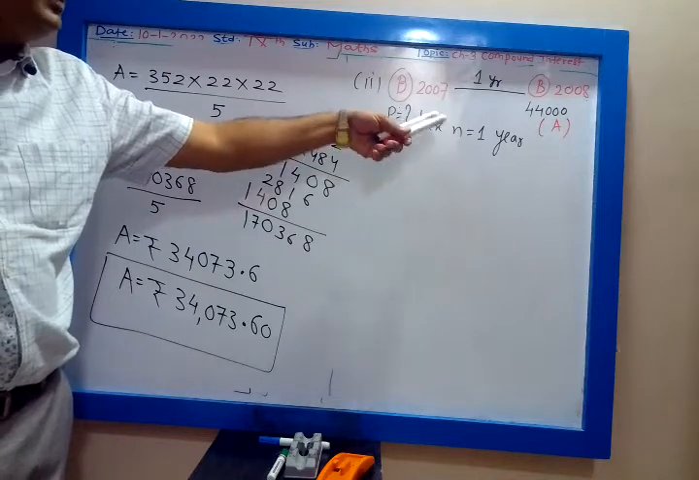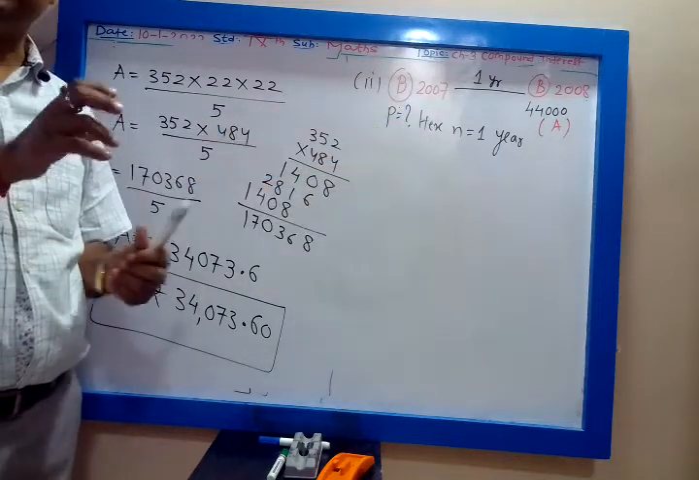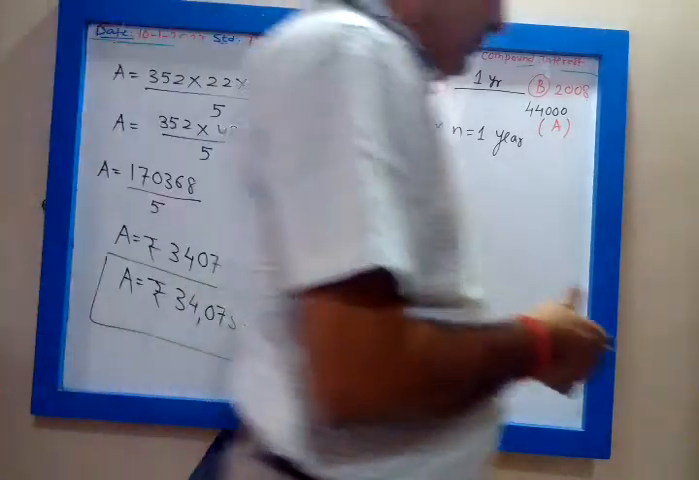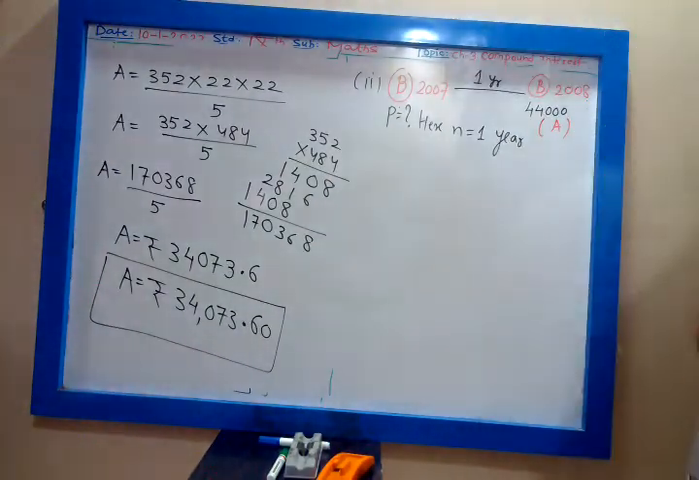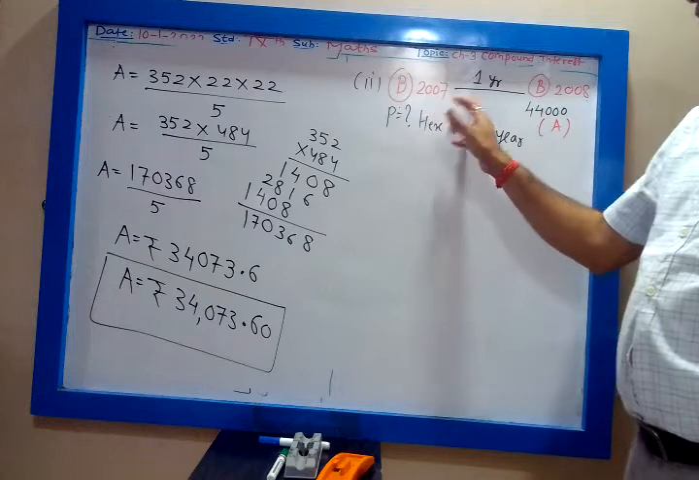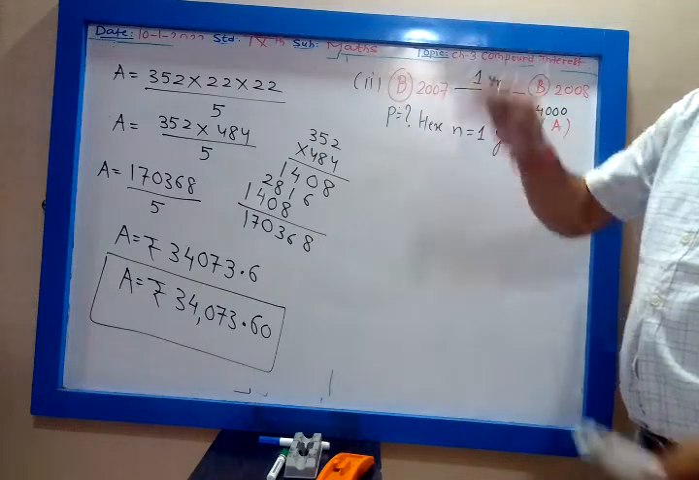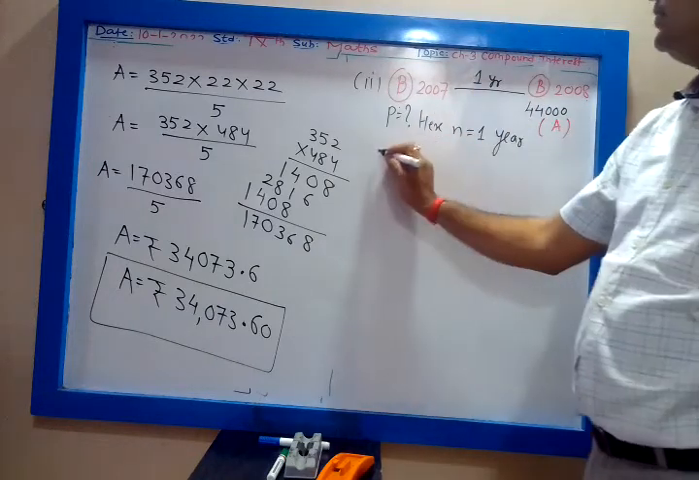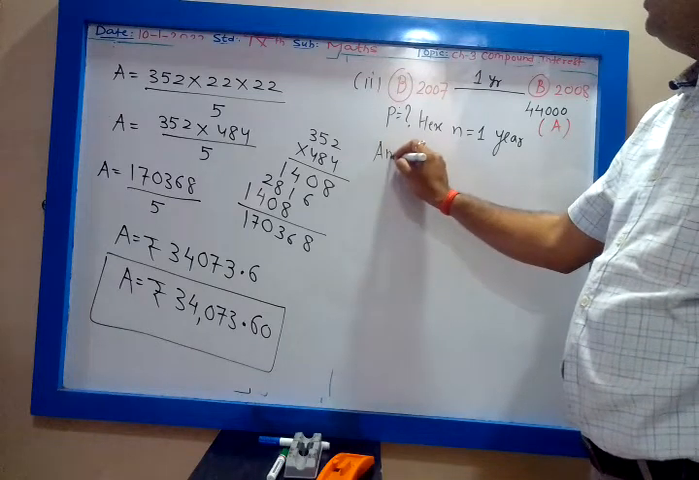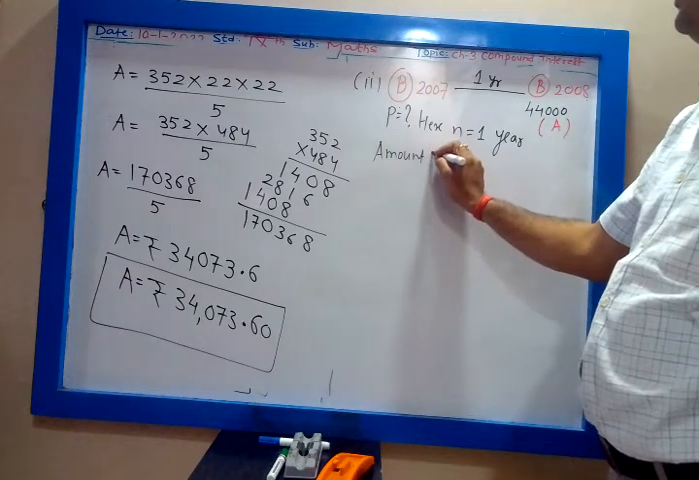This you write. This is for explanation. So we have to understand this first. Find the amount at the beginning of 2007. That is my principal amount. So write down: amount at the beginning of year 2007.